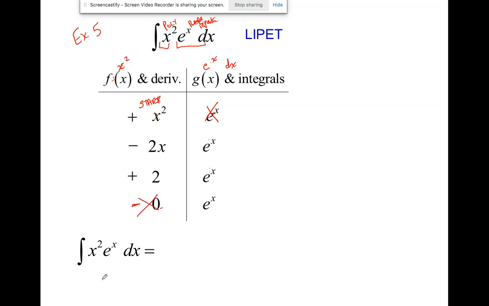Now go diagonally through the column. Start top left, go diagonal down. Copy that product down. Positive x squared times e to the x. Next product, negative 2x times e to the x. Next product, 2 times e to the x, add c.